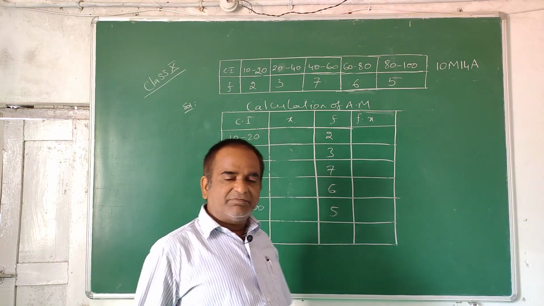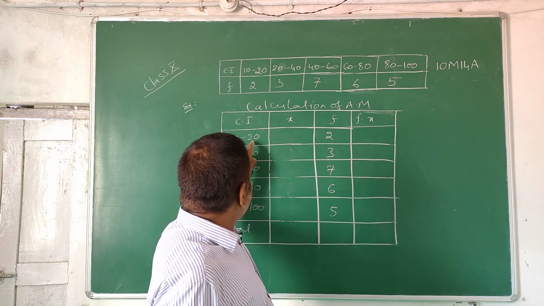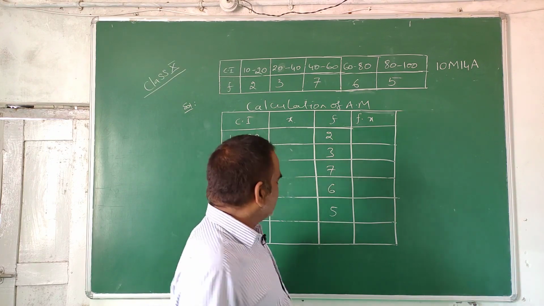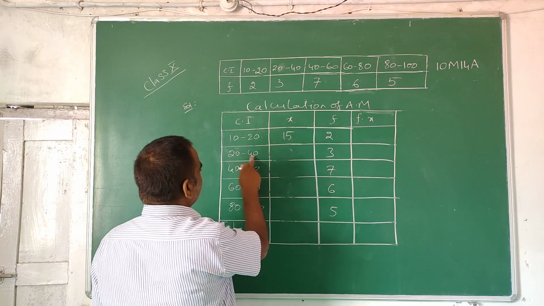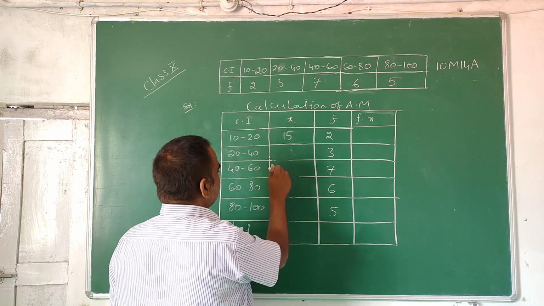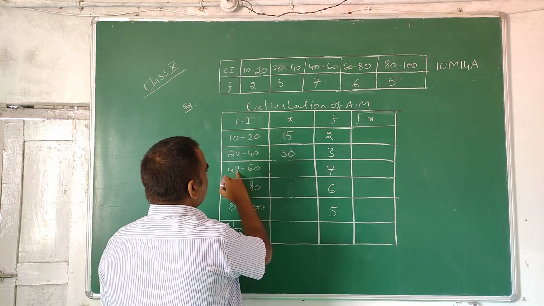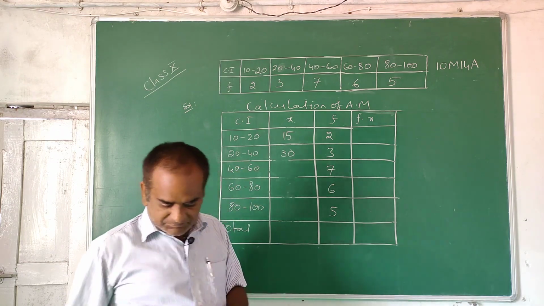The class mark we have to write. How to write the class mark I have explained. You have to add the lower limit and upper limit, and divide it by 2. So 10 plus 20, 30. 30 divided by 2, 15. So 40 plus 20, 60. 60 divided by 2 is 30. So this is 100. Are you following?